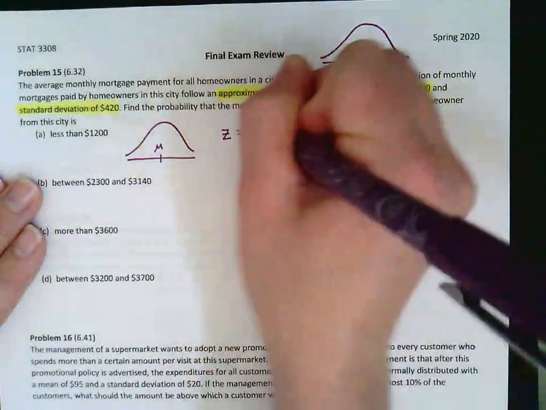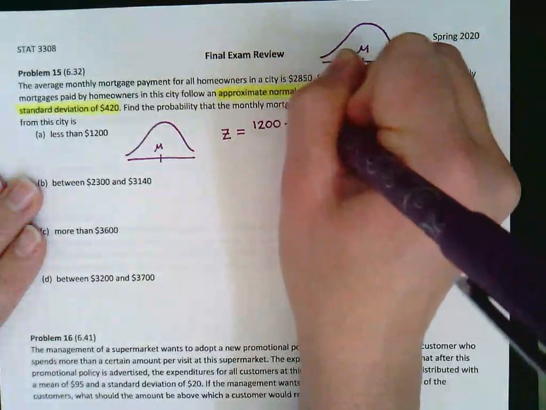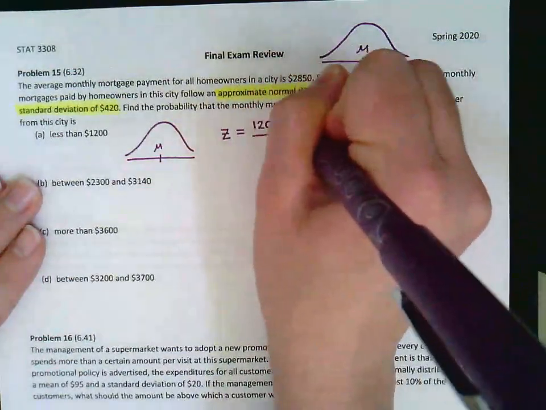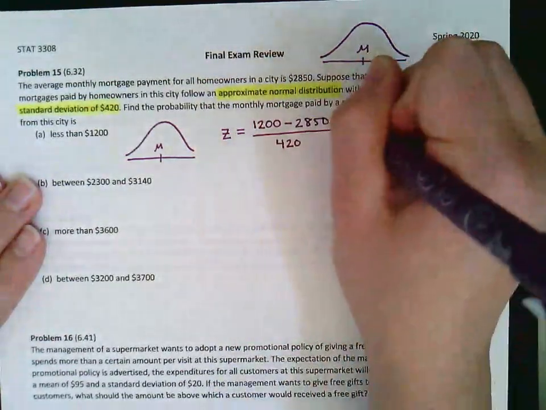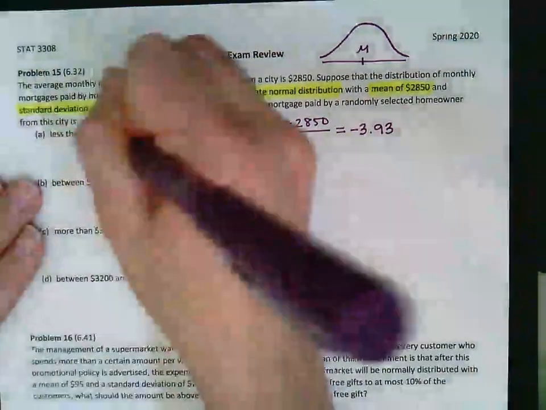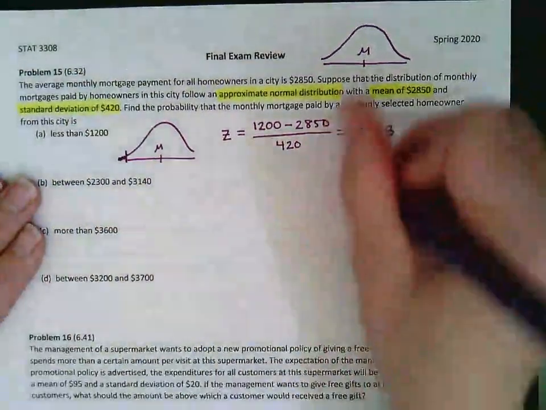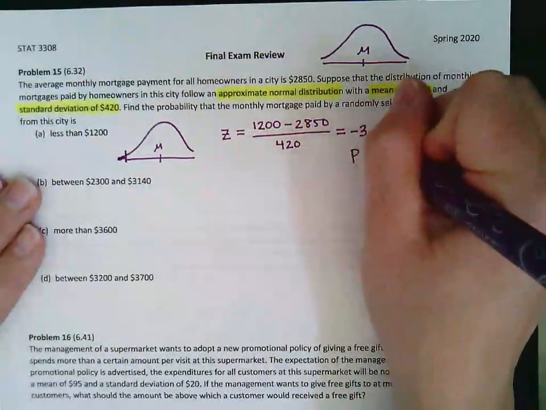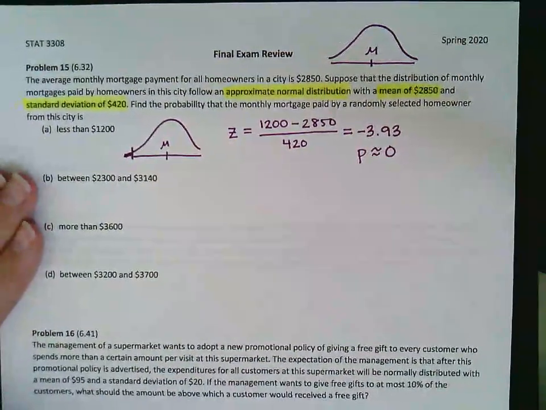So z is equal to 1,200 minus the mean all over the standard deviation. And I end up getting negative 3.93 standard deviations below the mean. So 1,200 is like all the way down here. And when you try to go find that on the table, you end up getting that probability is really close to 0. It's not going to be very likely that you find a mortgage payment in this city of $1,200 or less. Okay.